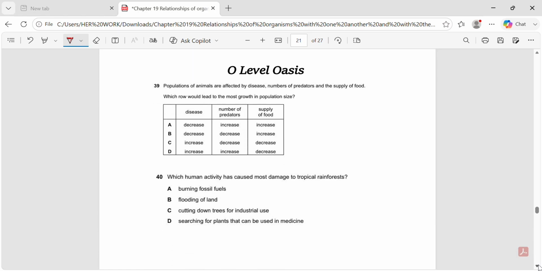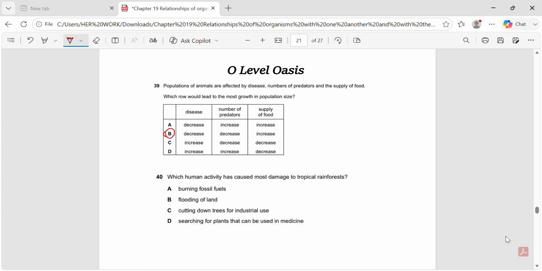We have another question. This question asks, populations of animals are affected by disease, numbers of predators and the supply of food. Which row would lead to the most growth in population size? For a population to increase, there should be less disease, fewer predators, and more food available. These conditions increase survival and reproduction. So, B is the correct answer.